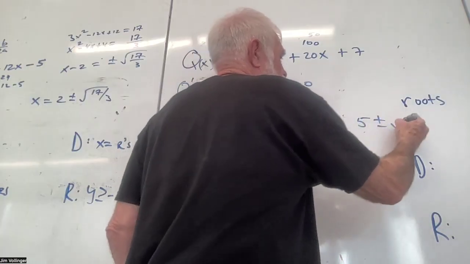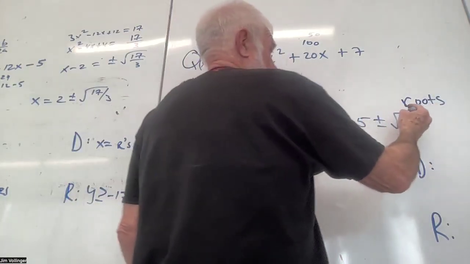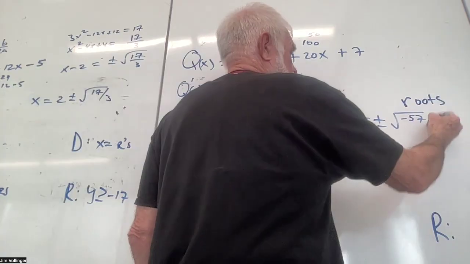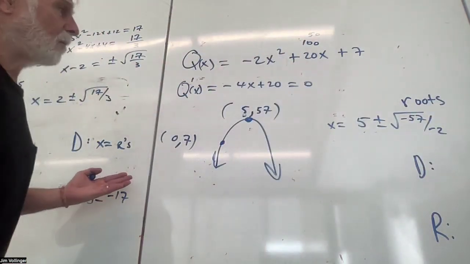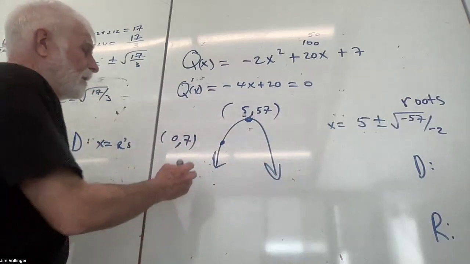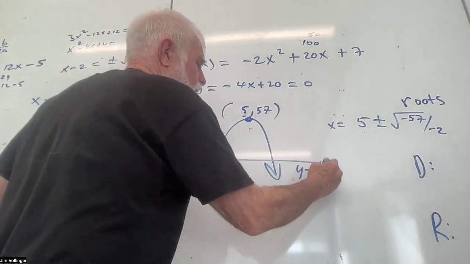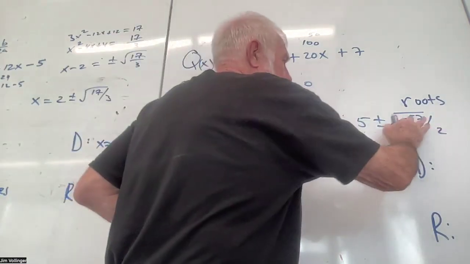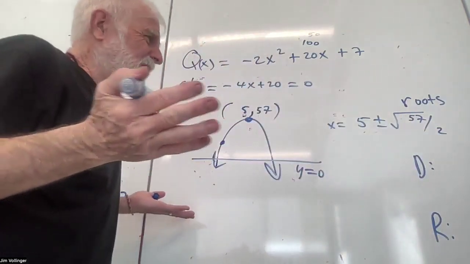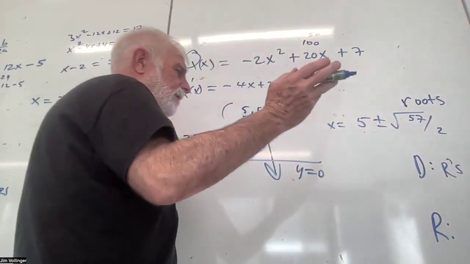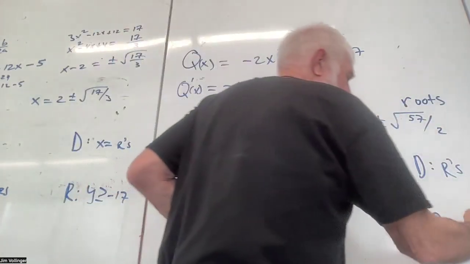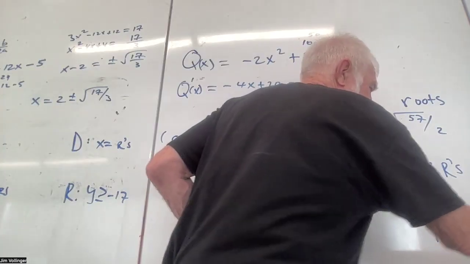I'm seeing 5 plus or minus the square root of minus 57 divided by minus 2, right? And I probably would not have put the minuses in there, but here's 0 down here. So we know we have real roots, and the minus corroborates that. I know that the domain is real, so nothing's changed there. And the range is y values less than or equal to 57.